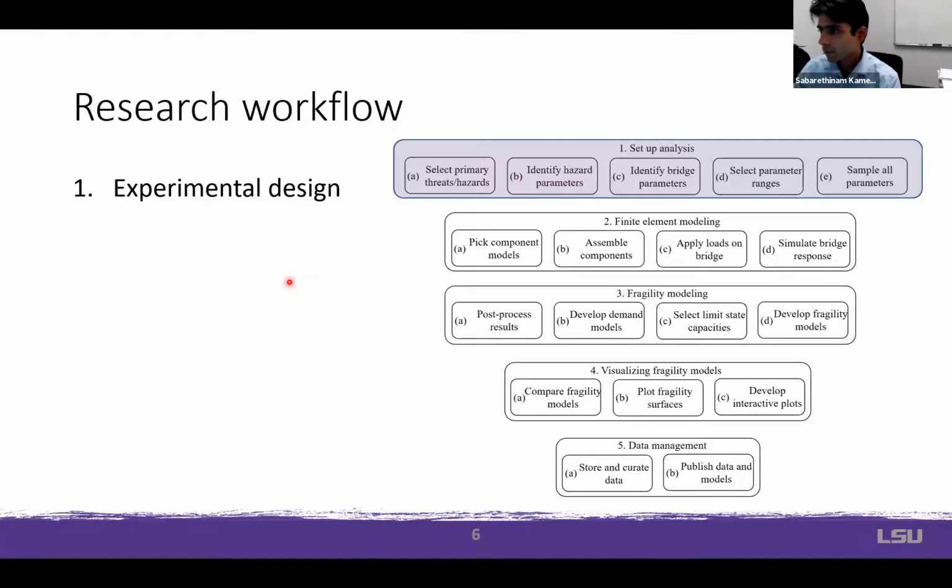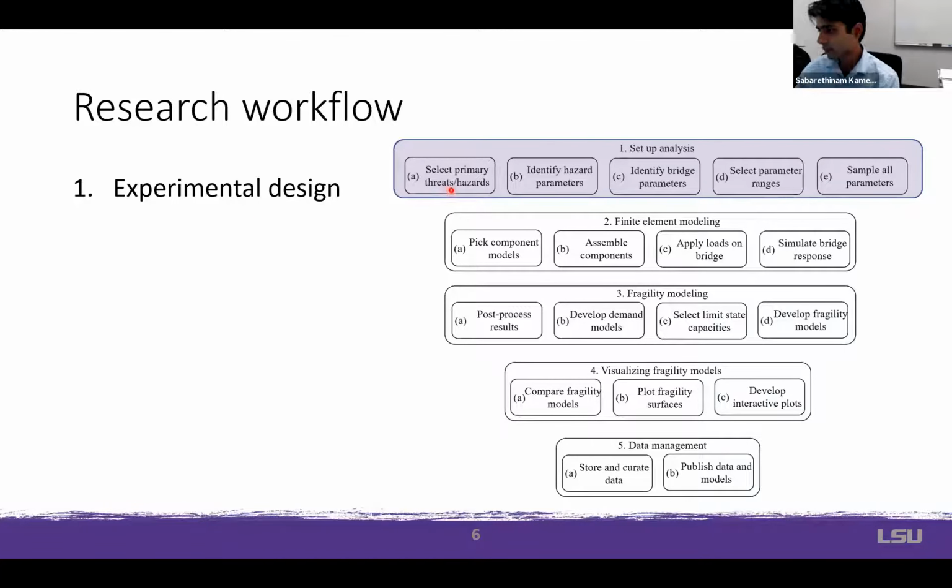So the research workflow for this kind of research, although I'm talking about bridges, is kind of similar for other research as well that includes hazard modeling. So even though we have bridges, it could be the same for buildings as well. And also there are specific methods that we use, but we can easily swap the methods because the general idea is pretty much the same. That is, first we have experimental design where we identify the primary hazards.